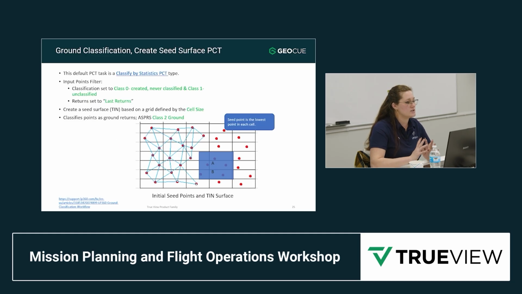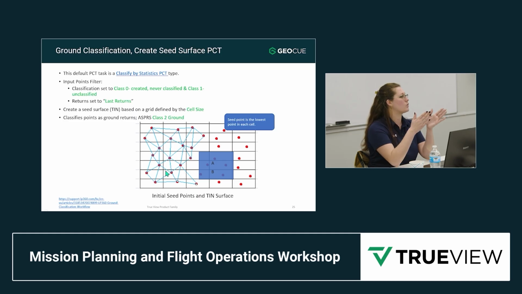Now, this is used in our first PCT here. So these are the defaults that we're talking about today. This is the name of the PCT in there, but the type of task for our create seed surface task is classify by statistics. So it is going to look at your data in a grid format. You're going to specify a certain cell size you would like to use, and it's going to look for the lowest last return and classify that as a ground point. This helps to get you started in that classification process, but if you have any noise, that can very easily be detected in this step.